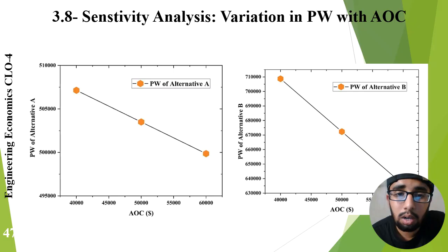Now, sensitivity analysis: variation in present worth with operating cost. Here is a graph of both alternatives A and B. By varying operating cost, we can observe how project profitability changes. This helps determine whether the project remains economically viable under different conditions. Business emphasizes this type of scenario analysis because it improves decision quality and reduces uncertainty.